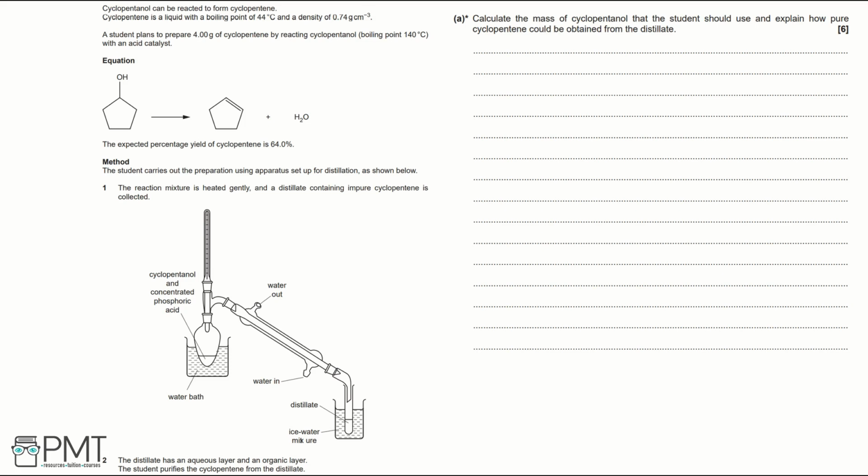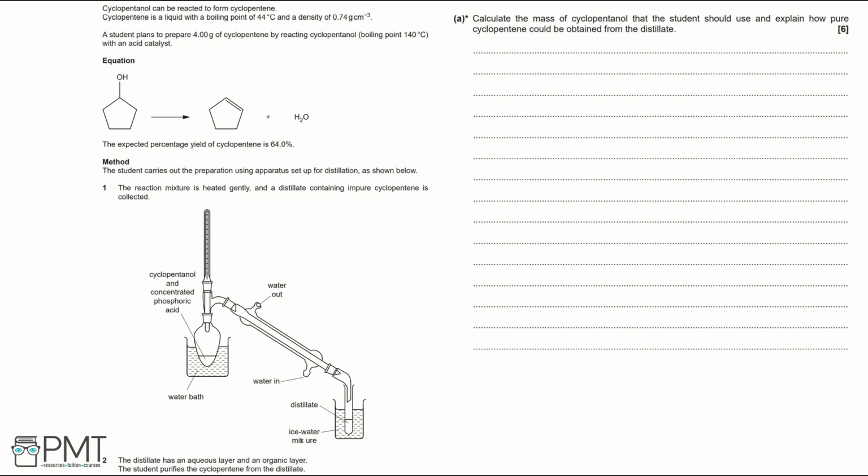The expected percentage yield of cyclopentene is 64.0%. The method used is that the student carries out the preparation using the apparatus set up for distillation as shown below. 1. The reaction mixture is gently heated and a distillate containing impure cyclopentene is collected. 2. The distillate has an aqueous layer and an organic layer. The student purifies the cyclopentene from the distillate. Part A. Calculate the mass of cyclopentanol that the student should use and explain how pure cyclopentene could be obtained from the distillate.